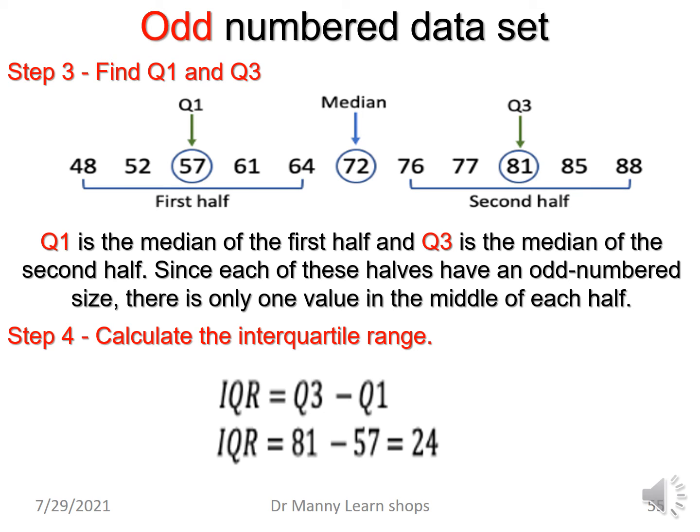Step 3, you find the first quartile and the third quartile, and again the first quartile is the median of the first half and the third quartile is the median of the second half. Each of these halves has an odd size. There's only one value in the middle, so you calculate the range similarly to what we did for the even set.